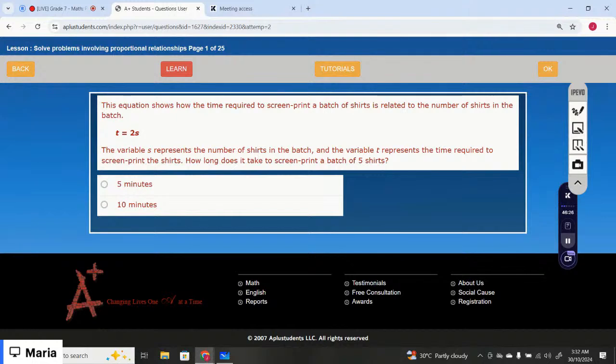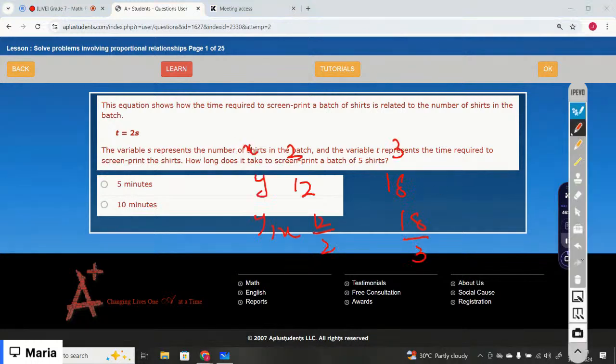You need to use the equation, right? The equation is t equals 2s. t is the time and s is the number of shirts in the batch. So the question is, how long does it take to screen print a batch of 5 shirts? That means you are given s equals 5, replace s with 5 in the equation. So the correct option is t equals 10. So the correct option is 10 minutes, right?